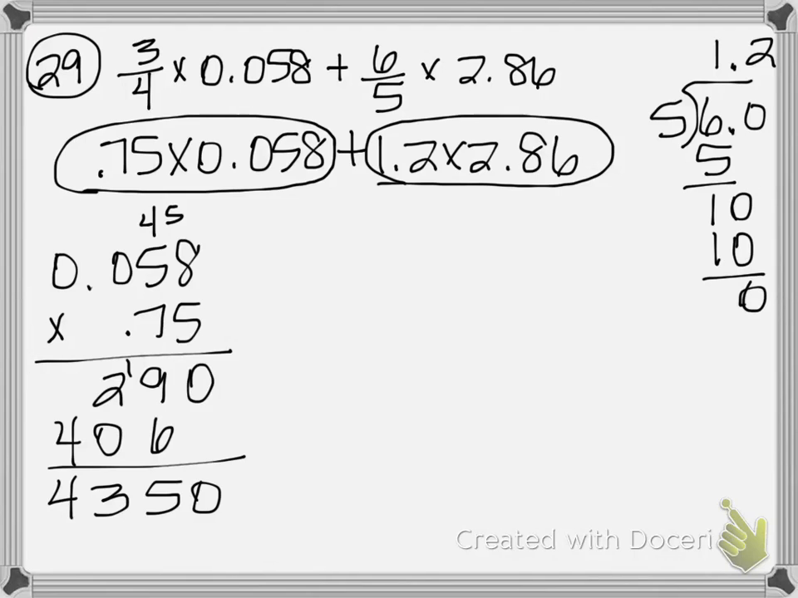Okay, so I got 4350. Now, this is where the decimal point comes in. How many decimal places do I have in my problem? I have 5. 1, 2, 3, 4, 5. So I need 5 decimal places in my answer. So I'm going to have to pencil a 0 in there and then put my decimal point. So I really have 0.04350 when I multiply 0.058 times 0.75.